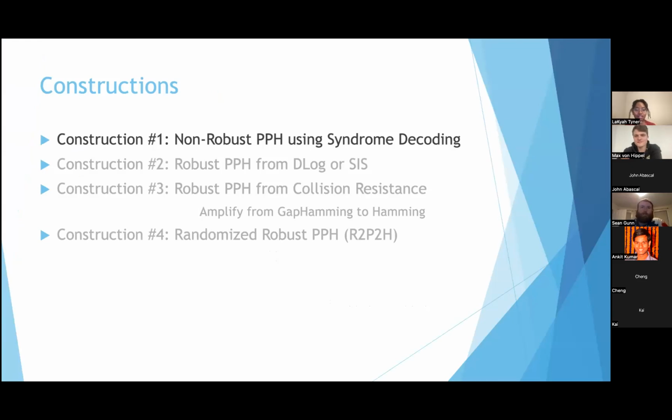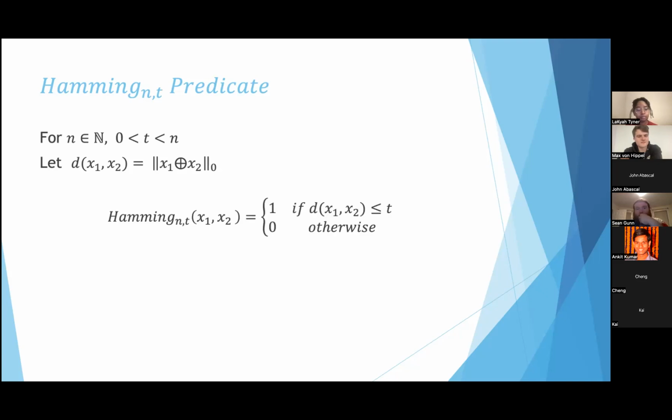All right, so our first construction is a non-robust property preserving hash, and it utilizes syndrome decoding and universal hashing, which I will explain in the next few slides. But first, let's again briefly remind ourselves of the Hamming property. Let D of x1, x2 be equal to the Hamming weight of x1 XOR x2. Then Hamming is equal to 1 if that distance is less than or equal to t, and 0 otherwise.